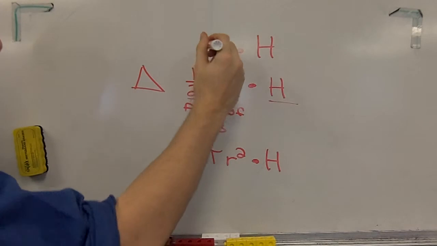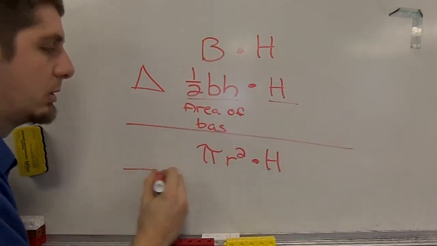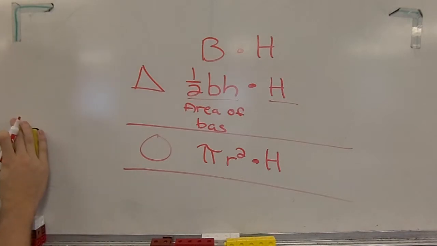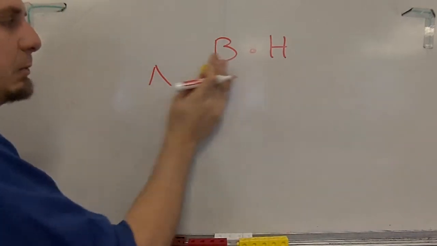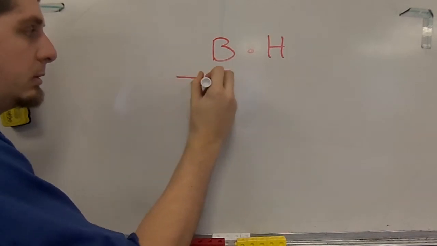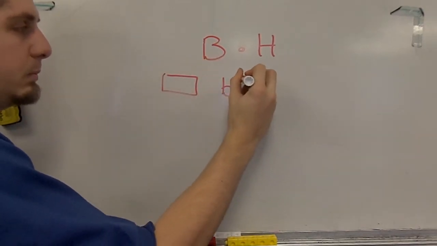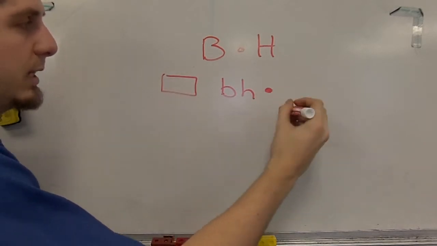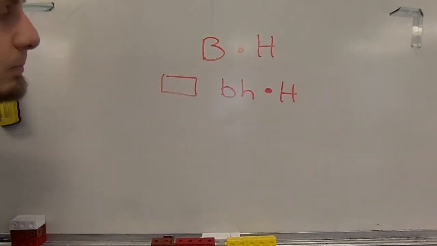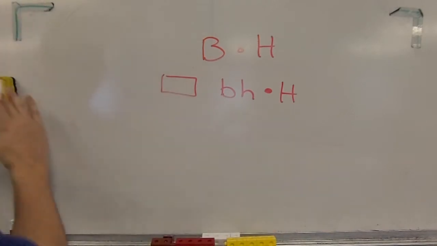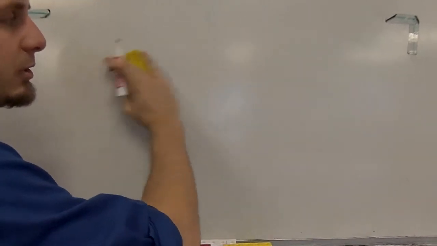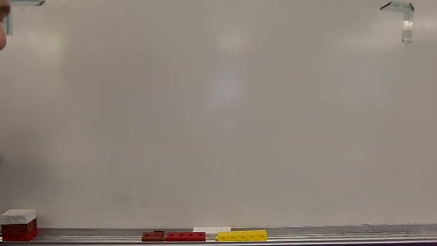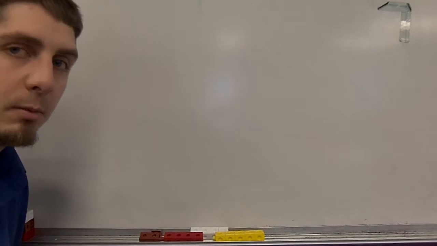So again, the big B will change depending on the shape of your base. Now, if we had a rectangular prism, we would just have base times height of the rectangle on the rectangular base times height of the prism. And so that's really all there is to finding the volume of a cylinder and the volume of any prism.